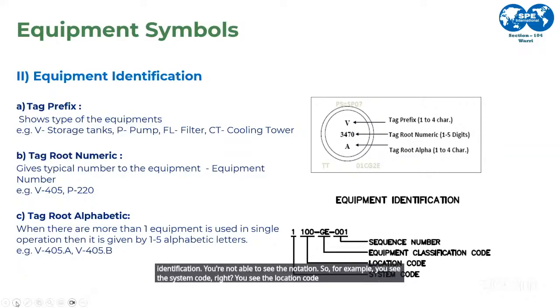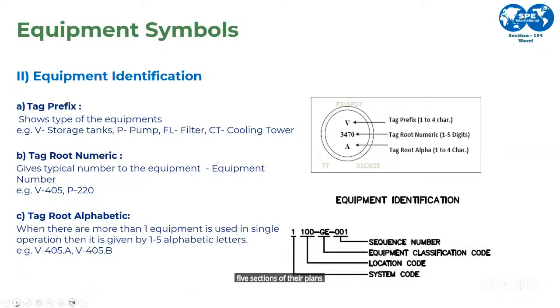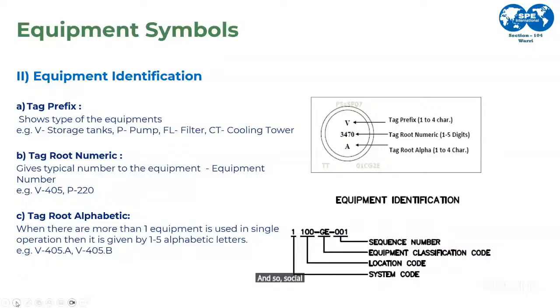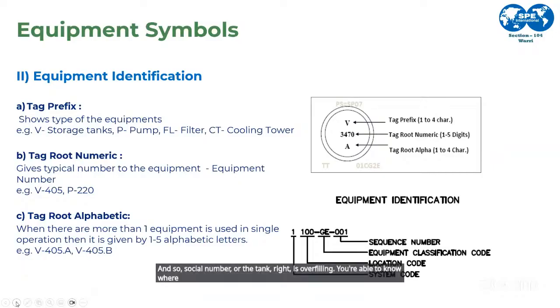So sometimes they might have five sections of the plant and they call the first one 100, the second one 200, 300, so that when someone says, let's say, the PSV in plant section 200, or the tank is overfilling, you're able to know where exactly it is. You're able to also know the sequence as well. Next slide, Bash.